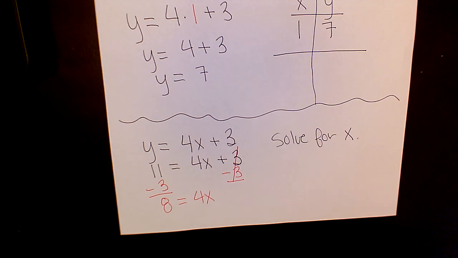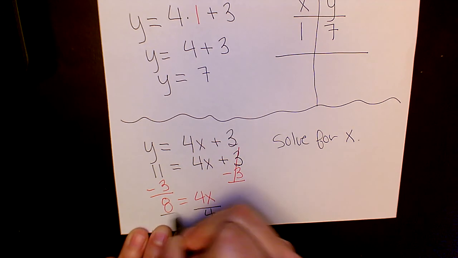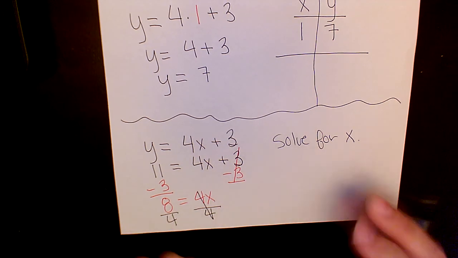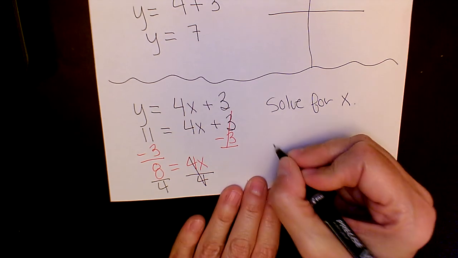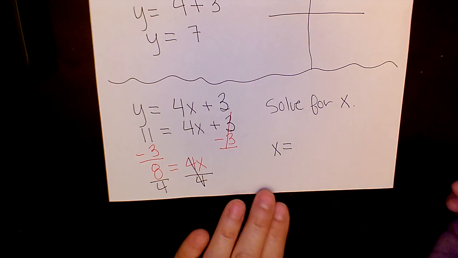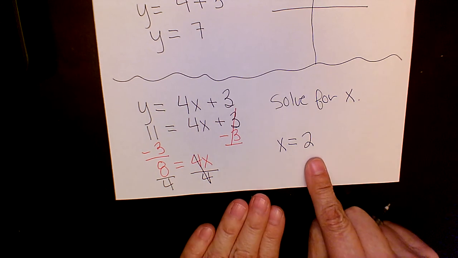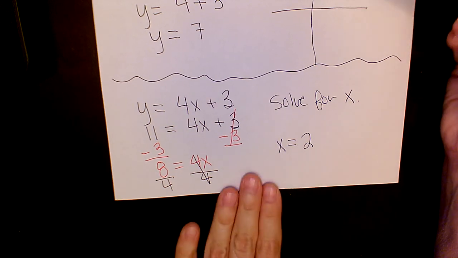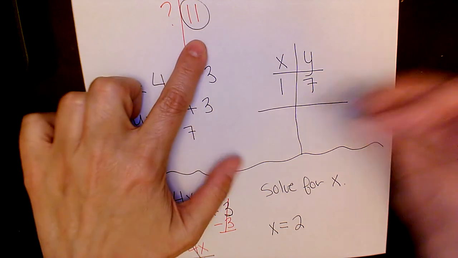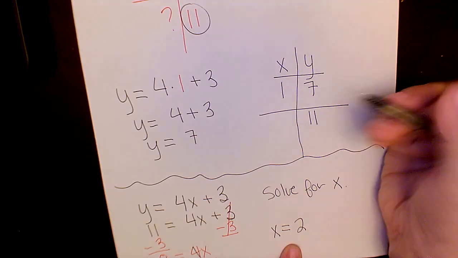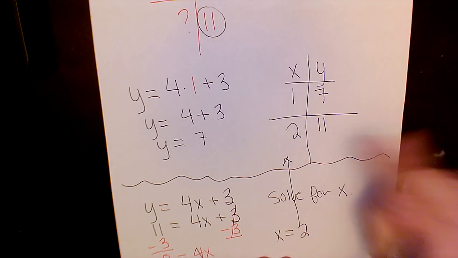So my last step here, what do I do to both sides? I divide both sides by 4. And those 4's cancel out. So x is equal to what? What's 8 divided by 4? x is 2. So coming back up to this table, when my y is 11, I know my x is 2, and I'll put it in here.